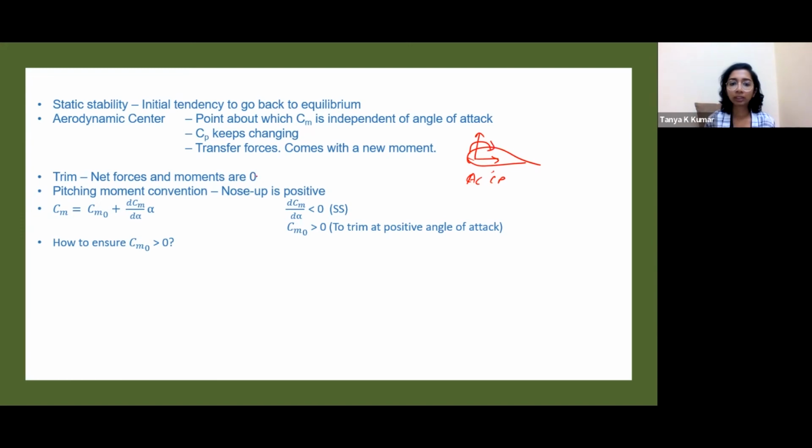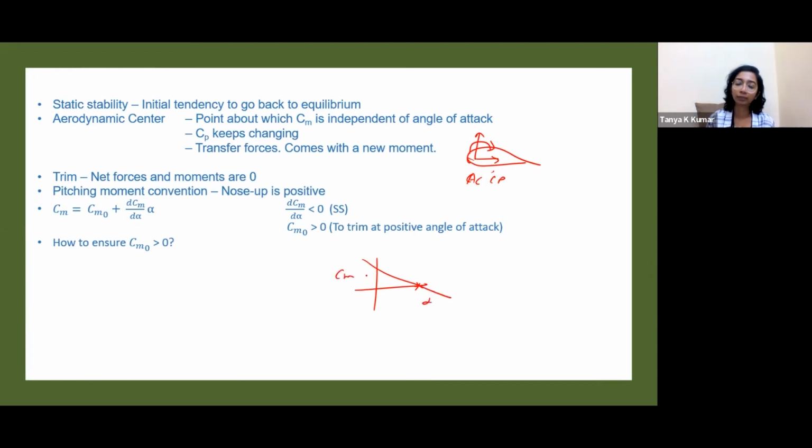Then we discussed what is trim. Trim is where net forces and moments are zero. So if we take Cm versus alpha, this point would be trim. Then we saw the convention for pitching moment: pitch up, that is nose up, is positive, nose down is negative. Then we saw the equation for the pitching moment. So you have, this is Cm versus alpha.